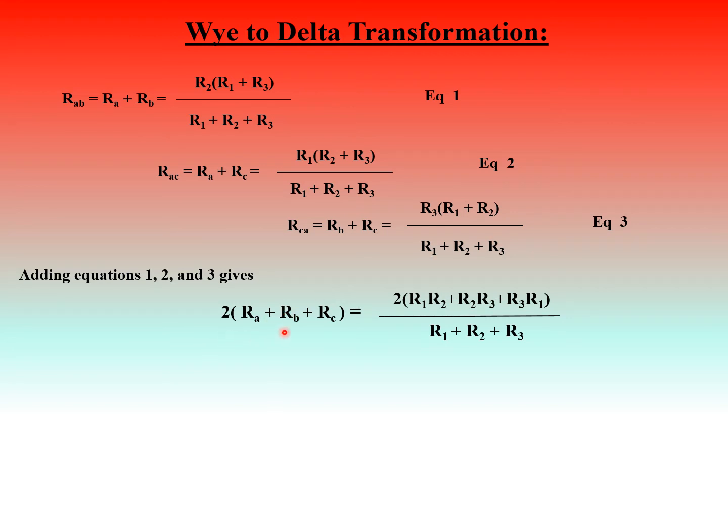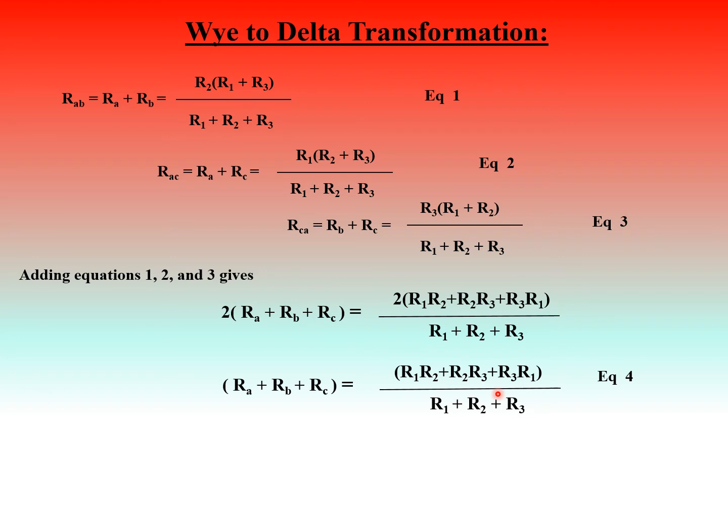2 times (RA plus RB plus RC) on the left hand side, and 2 times (R1 R2 plus R2 R3 plus R3 R1) divided by (R1 plus R2 plus R3) on the right hand side. So this is simply this equation, where I have just cancelled 2 and 2. Now this is equation 4.